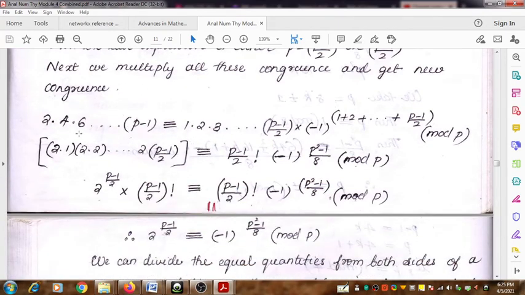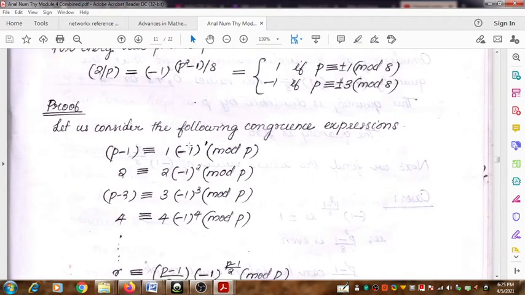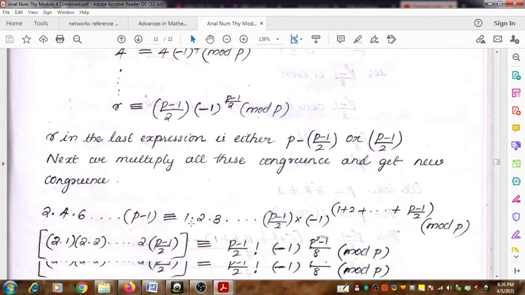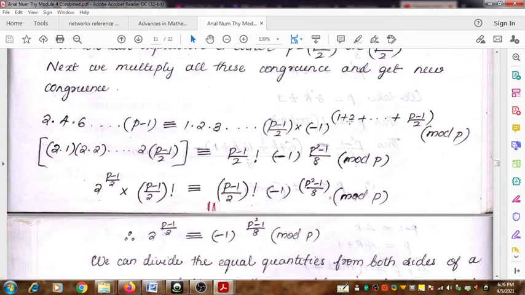2 into 3 into 4 into 6 etc. up to p minus 1 is congruent to 1 into 2 into 3 etc. up to p minus 1 divided by 2, into minus 1 raised to a suitable power. In all these equations we have powers of minus 1: minus 1 raised to 1, minus 1 squared, minus 1 cubed, etc. Combining these, we get minus 1 raised to 1 plus 2 plus etc. plus p minus 1 by 2, mod p.